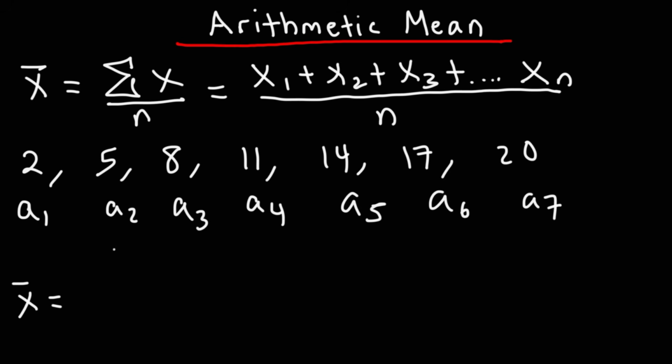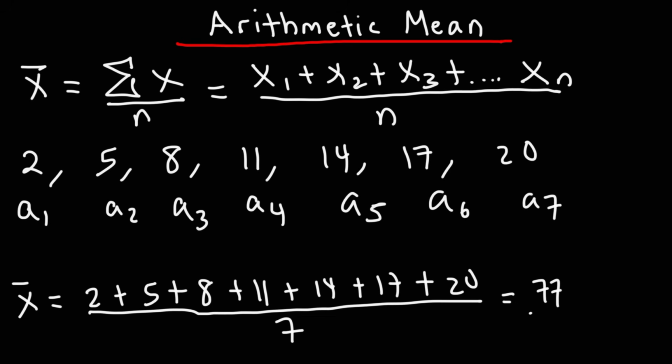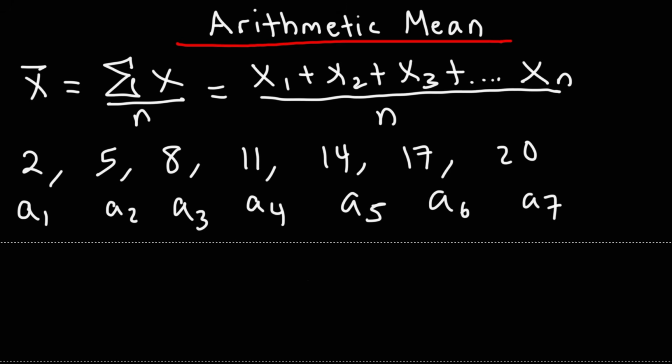So let's calculate the arithmetic mean of this sequence. It's going to be 2 plus 5 plus 8 plus 11 plus 14 plus 17 plus 20. And we have 7 observations, or 7 numbers, so let's divide that by 7. The sum of the 7 numbers that we have is 77. And 77 divided by 7 is 11, which gives us the middle term. So that's a quick and simple way to find the arithmetic mean of a set of numbers.